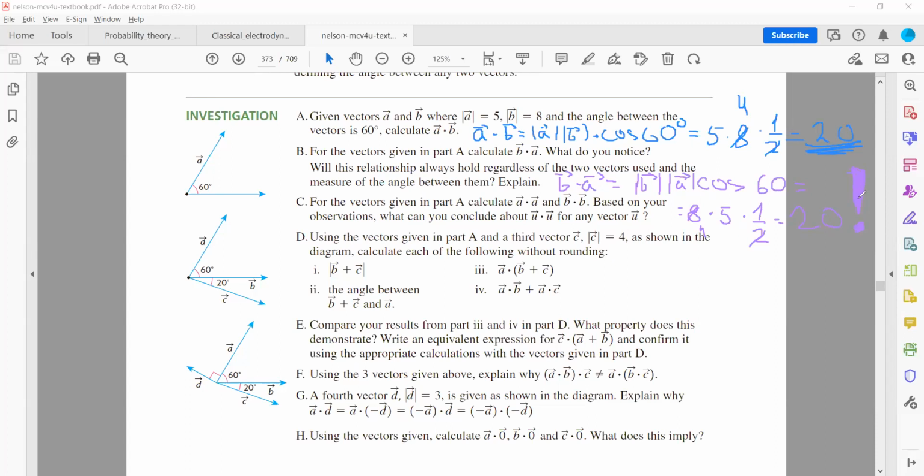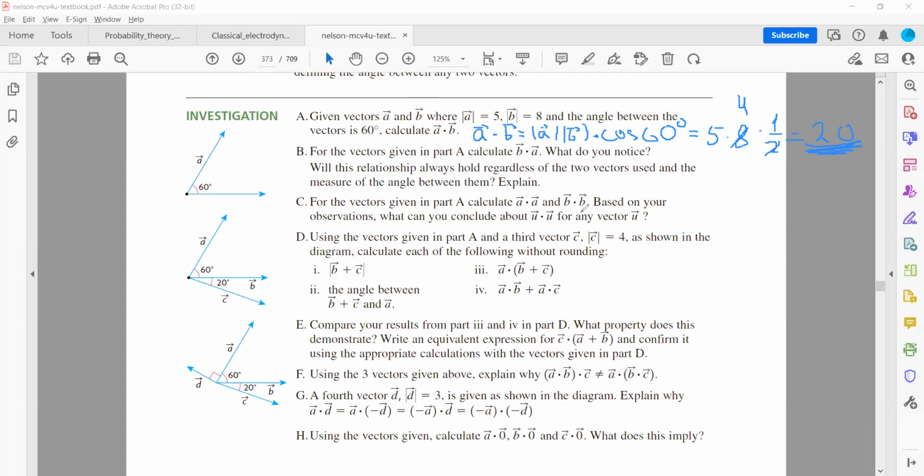So for the vectors given in part A, calculate A dot A and B dot B. Based on your observation, what can you conclude about U dot U for any vector U? So let me clean up this space a little bit.